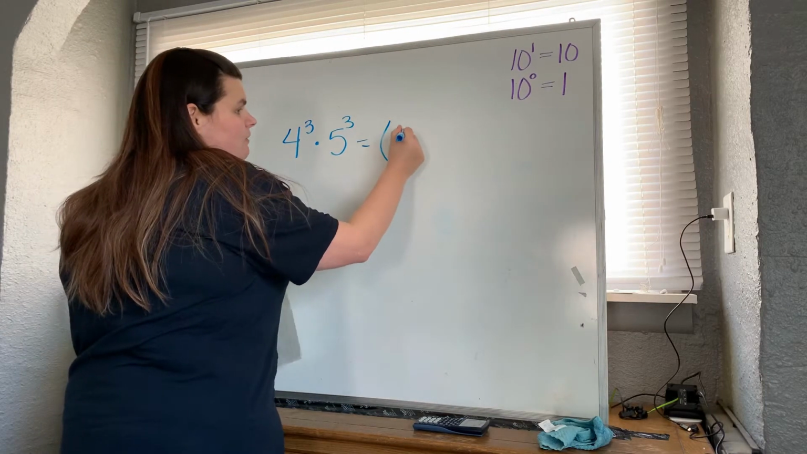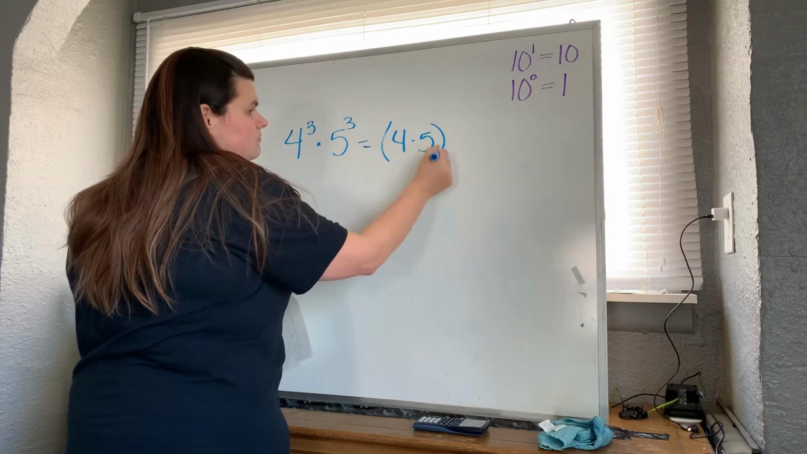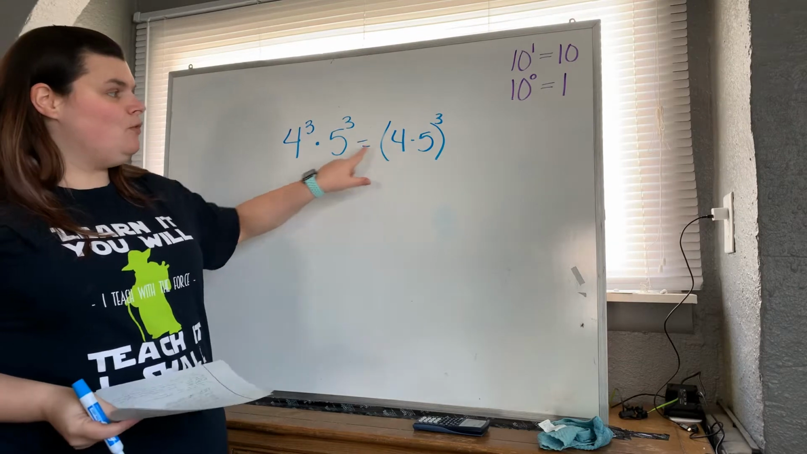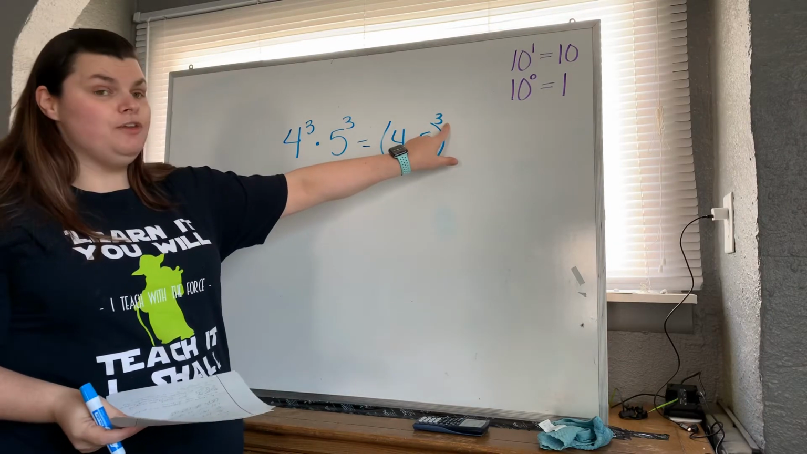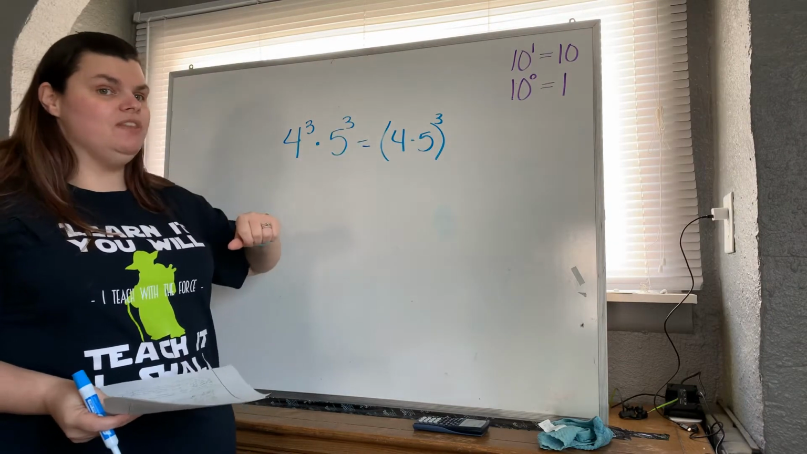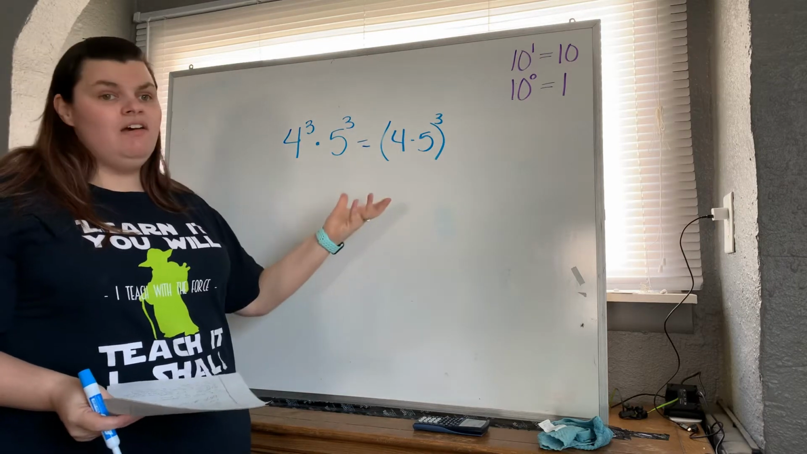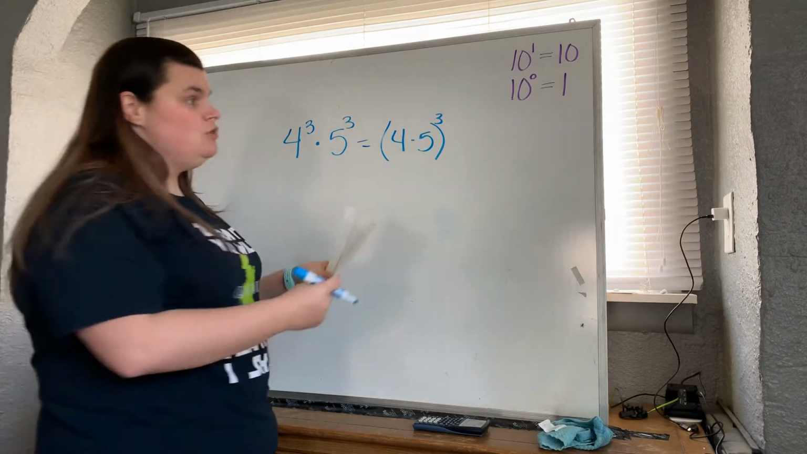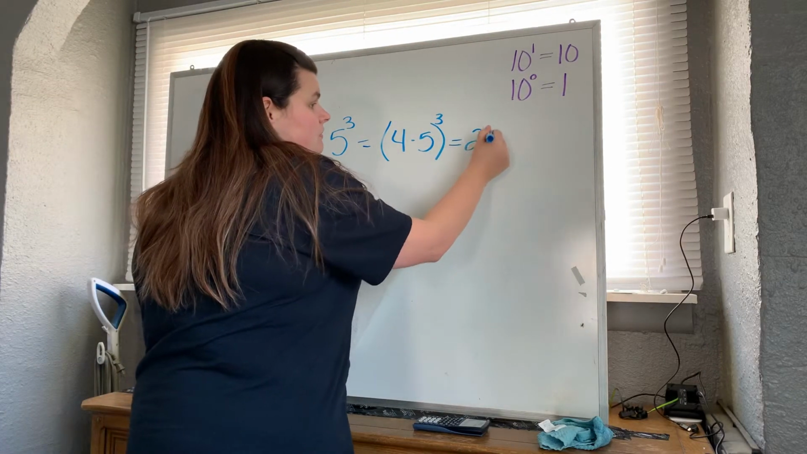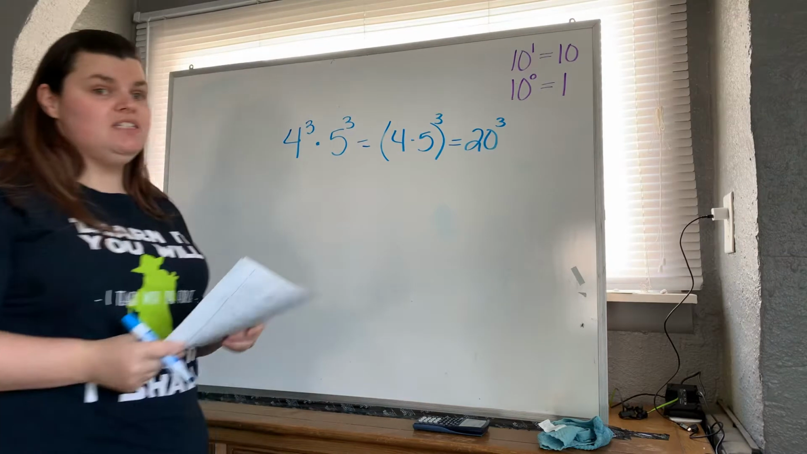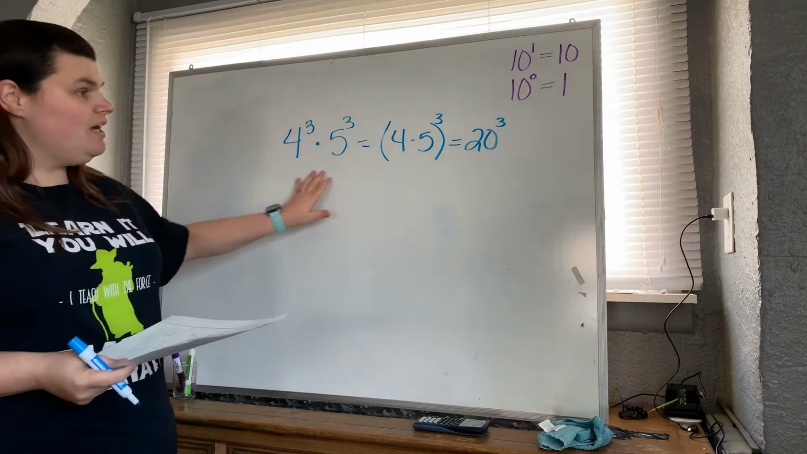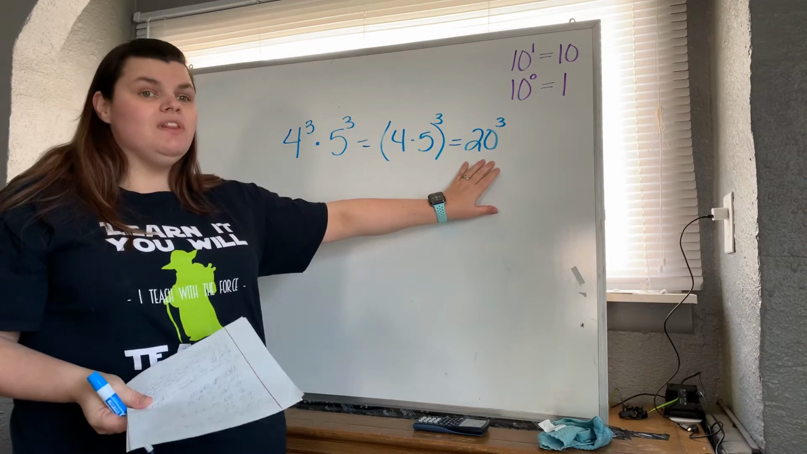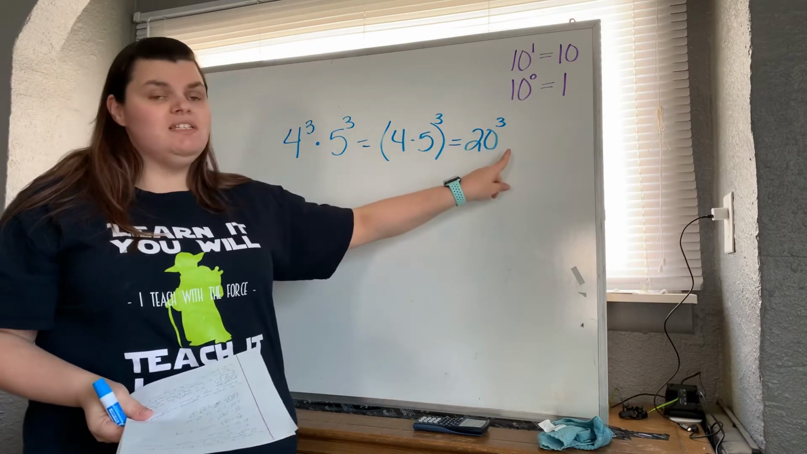So the way that would look is something like this. 4 to the third became the 4, 5 to the third became the 5, and the third power went on the outside of my parentheses. So now that I have this, all I have to do is simplify what's inside the parentheses. 4 times 5, which is 20. So this is 20 to the third. Okay, so right here, this became this. That's all I'm looking for. Remember, unless they say evaluate, we just want to simplify it.